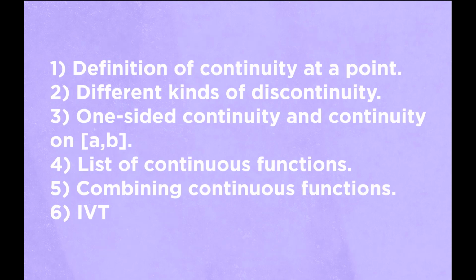That's all for now, folks. In this video, we defined what it meant for a function to be continuous at a point and classified various kinds of discontinuities. We also defined what it means to be left and right continuous at a point, as well as continuous on an interval. We learned that many familiar functions are continuous on their domains, and that we can combine continuous functions using arithmetic and composition to form new continuous functions. Finally, we stated the intermediate value theorem and used it to find an approximate solution to an equation.